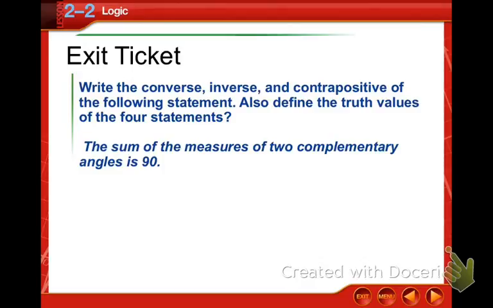But basically, if we were to do this exit ticket, the sum of the measures of two complementary angles is 90. Then the conditional would say if two angles are complementary, then their sum is 90. The converse would say if the sum of two angles is 90, then they are complementary. The inverse would say if two angles are not complementary, then their sum is not 90. And the contrapositive would say if two angles do not sum to be 90, then they are not complementary. There we go. Alright? So, moving on to the next video.